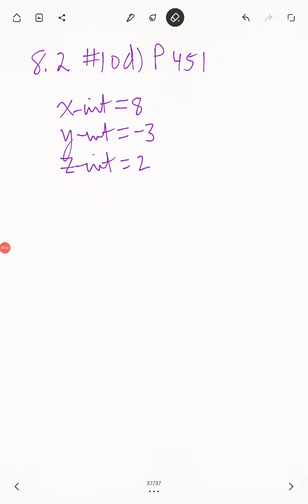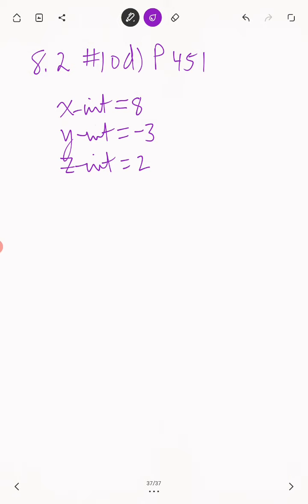Hey there, still on 8.2 equations of planes, and now I'm going to do question 10D on page 451. So we're given the x, y, and z intercepts, and I've written them down here already. And we're asked to find a vector equation and parametric equations for the plane.